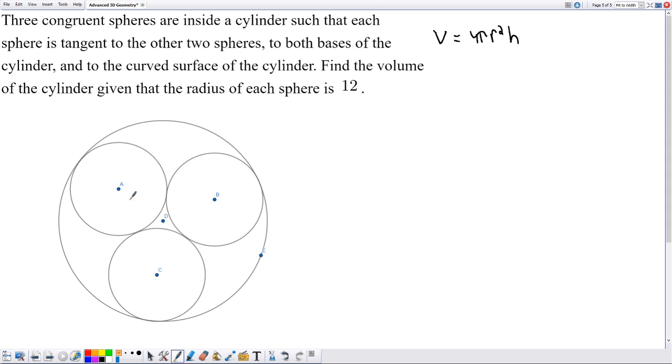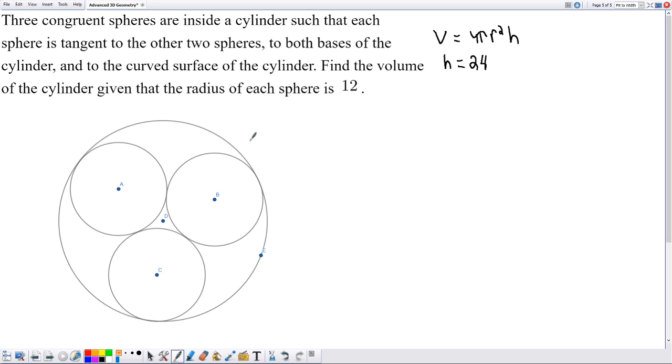And since spheres have radii, if a sphere is touching the top and the bottom, you can draw a straight line from the top of the sphere to the bottom of the sphere, and that would represent the height of the cylinder. So the line from the top of the sphere to the bottom of the sphere would be its diameter. Now the diameter of the sphere thus is the height of the cylinder. We know the radius of each sphere is 12, which would imply the height is 24.